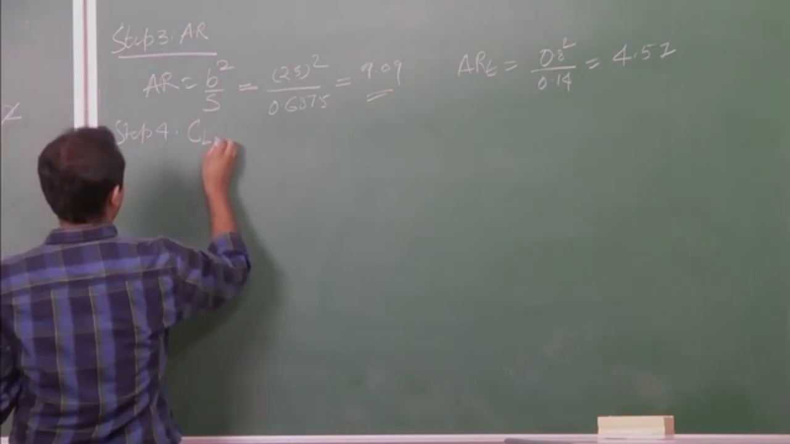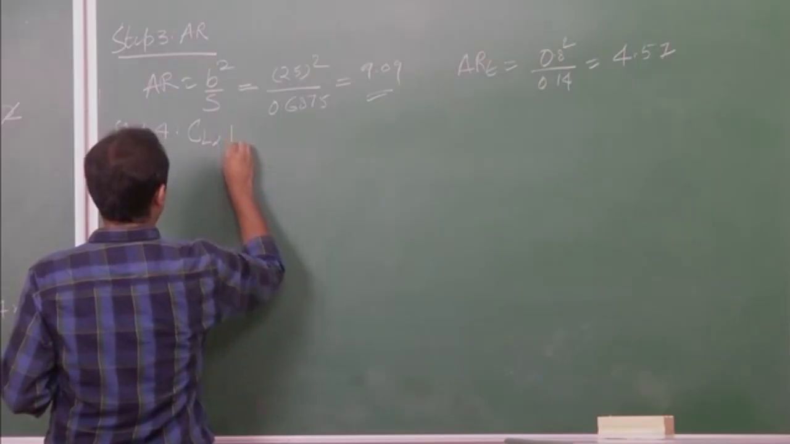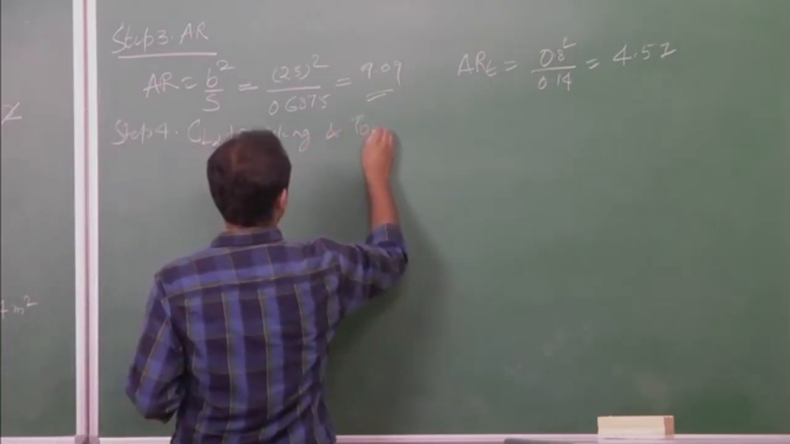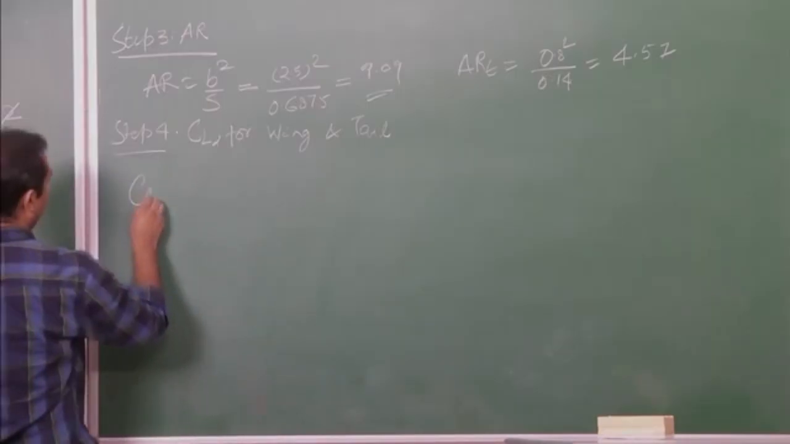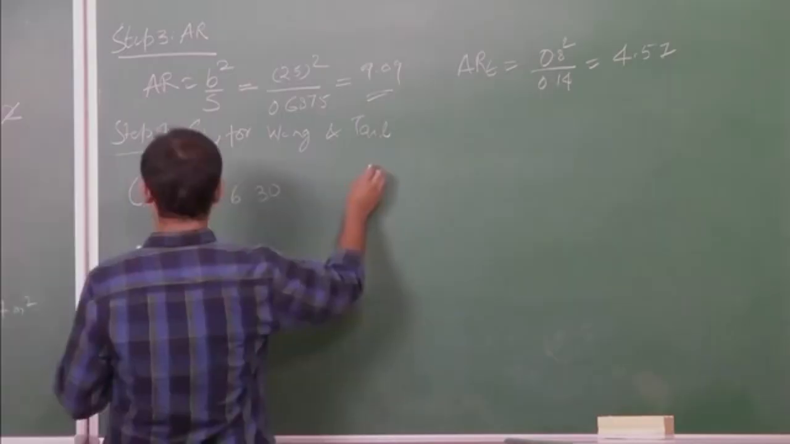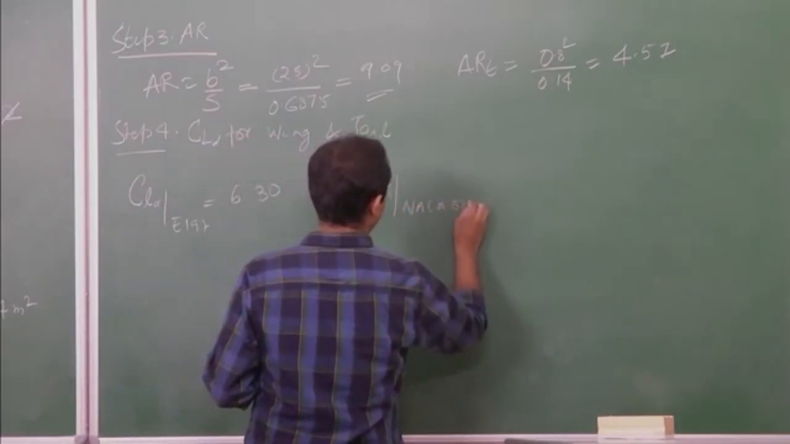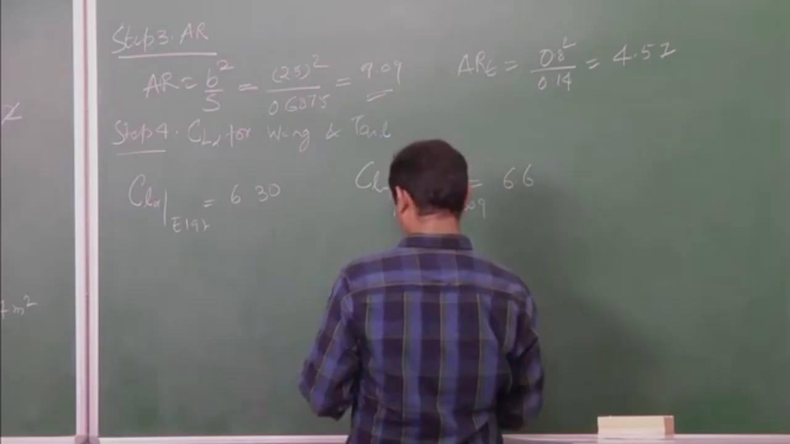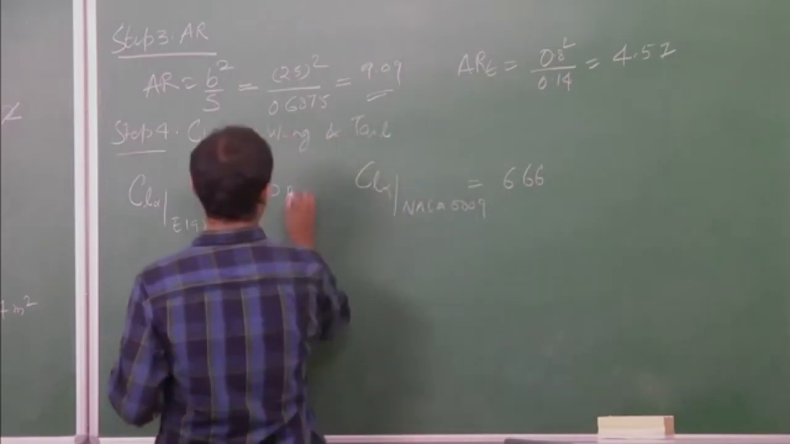Step 4 is to calculate CL alpha for wing and tail. The information which we got from the airfoil is the CL alpha slope for Eppler 197, which was 6.30, and CL alpha for NACA 0009 was 6.66. These are all per radian.